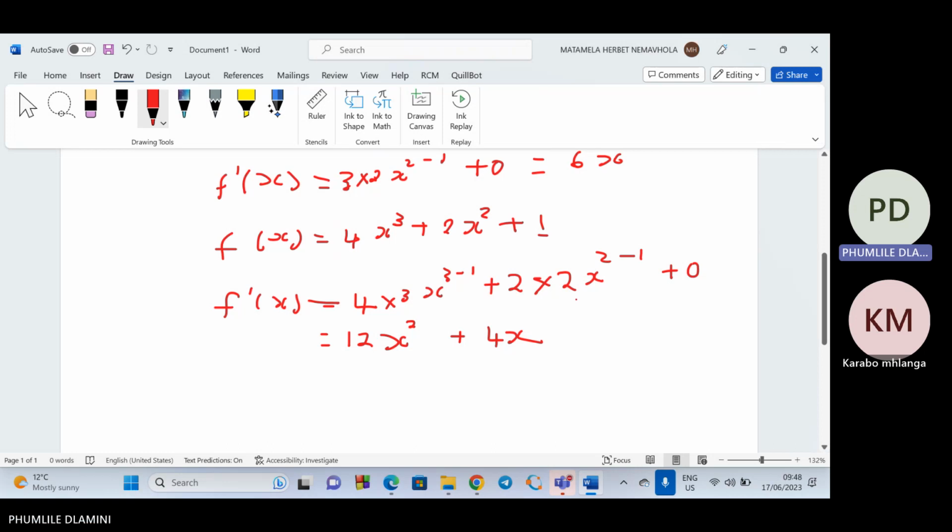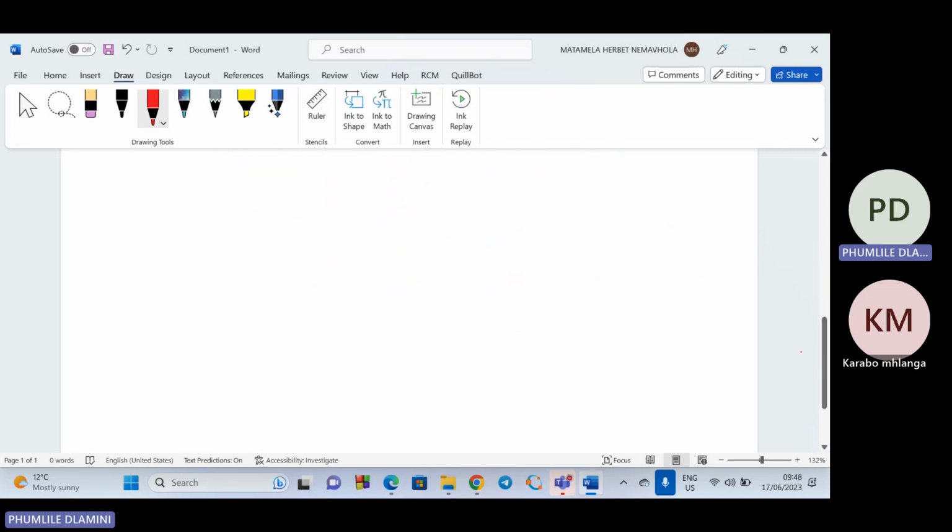So this is coming from the rule that I gave you. We are using y prime, which is the same as f prime, which is the same as dy over dx, which equals, if you are using your f prime, n x to the power n minus 1, if your y was x to the power n, which is the same as f of x.